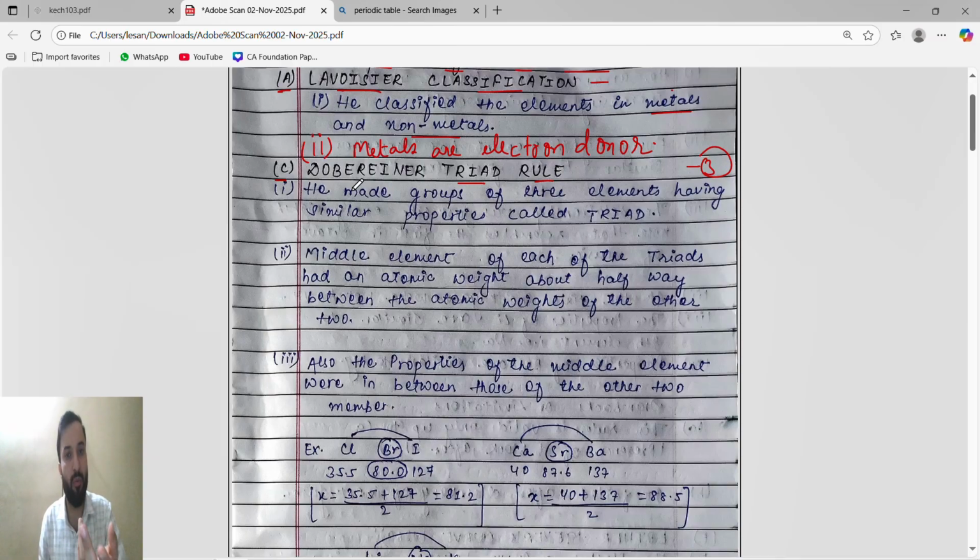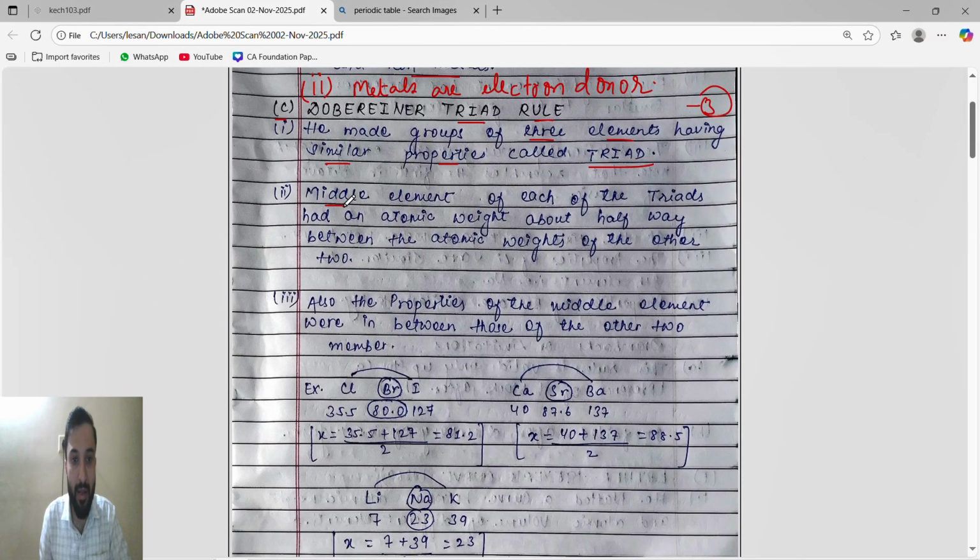So what will happen in Dobereiner's triad rule? He made groups of 3 elements having similar properties, called a triad. Triad means 3 elements. First of all he made a group of 3 elements having similar properties. Then, second point: the middle element of each of the triads had an atomic weight about halfway between the atomic weights of the other two.